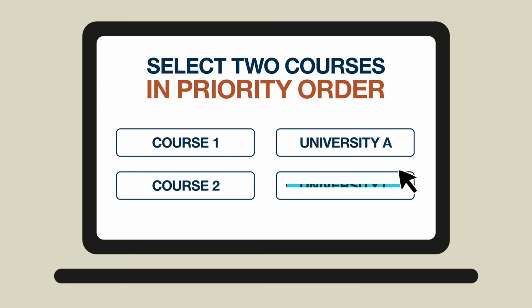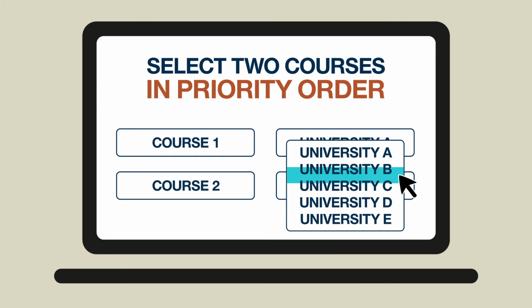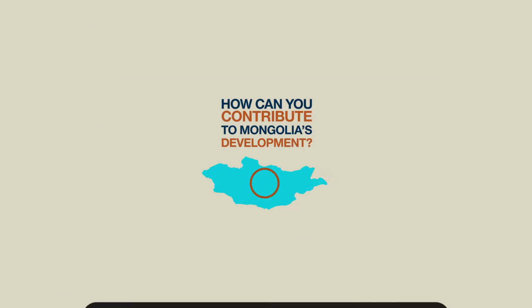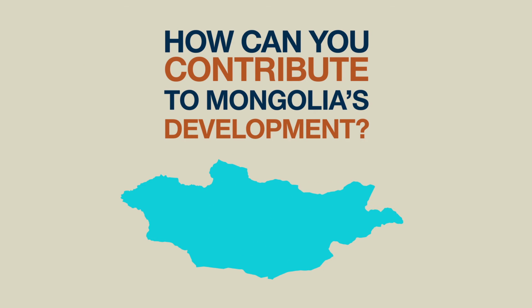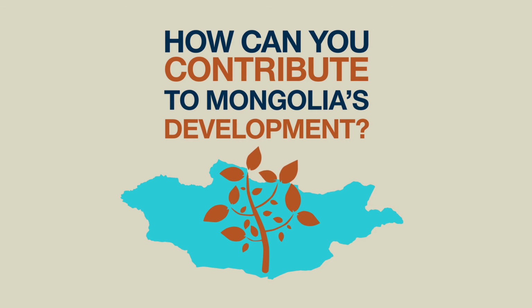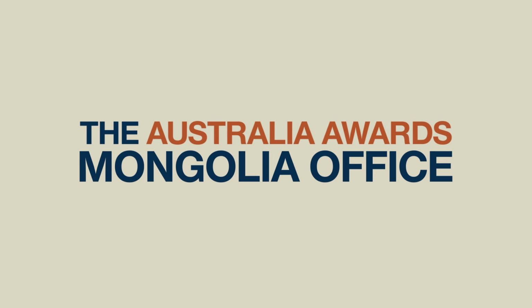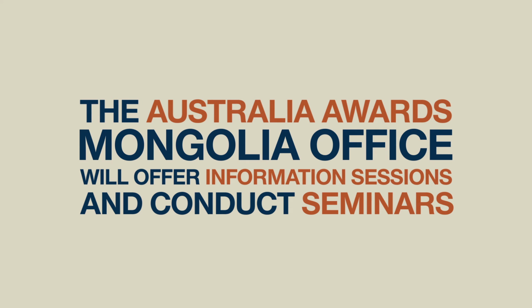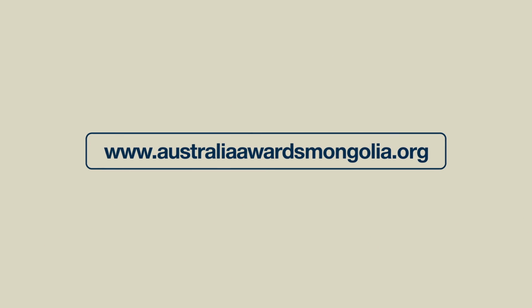You have to select 2 courses in priority order, preferably at 2 different universities. This will maximise your opportunities for placement if you are selected for an Australia Award. Carefully research and select courses most relevant to your professional and leadership goals and your plans to contribute to development in Mongolia when you return. The Australia Awards Mongolia office will offer information sessions and conduct seminars to help you if you need it. Check out our website for more information about them.